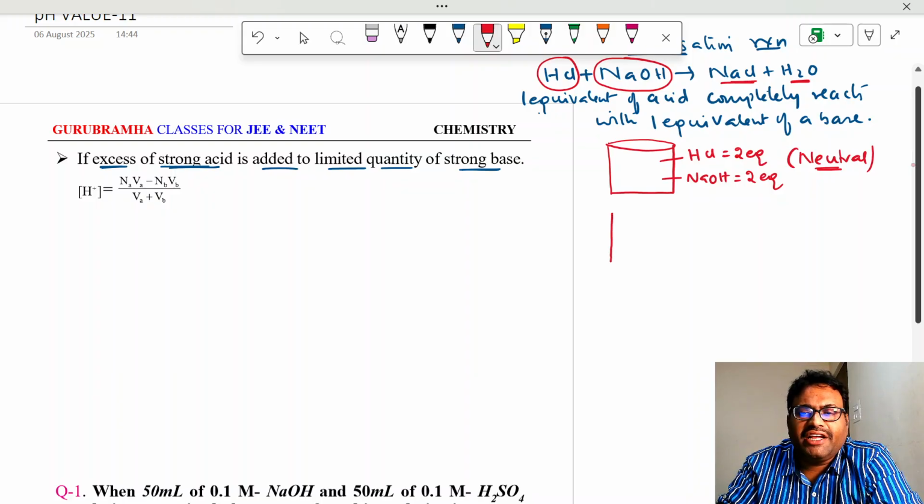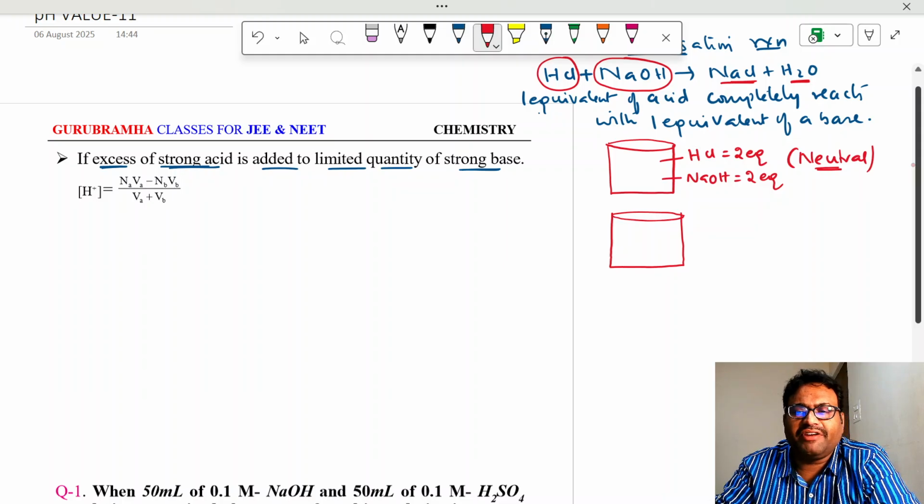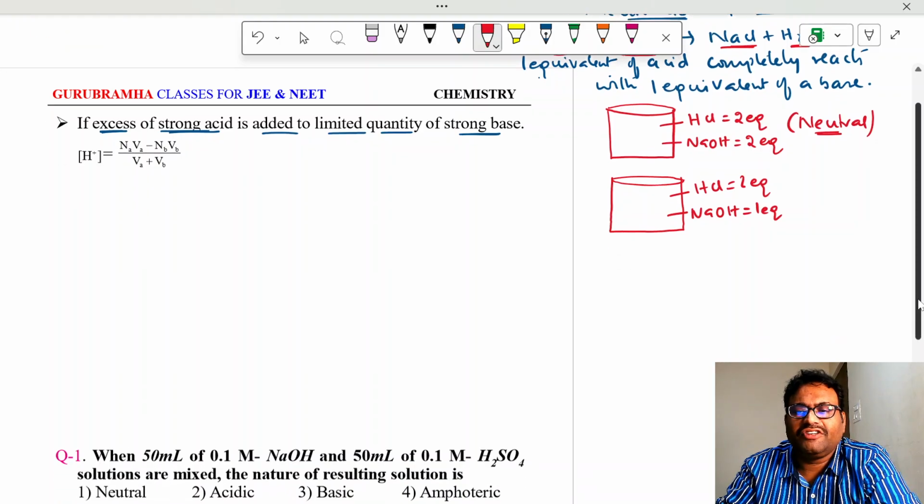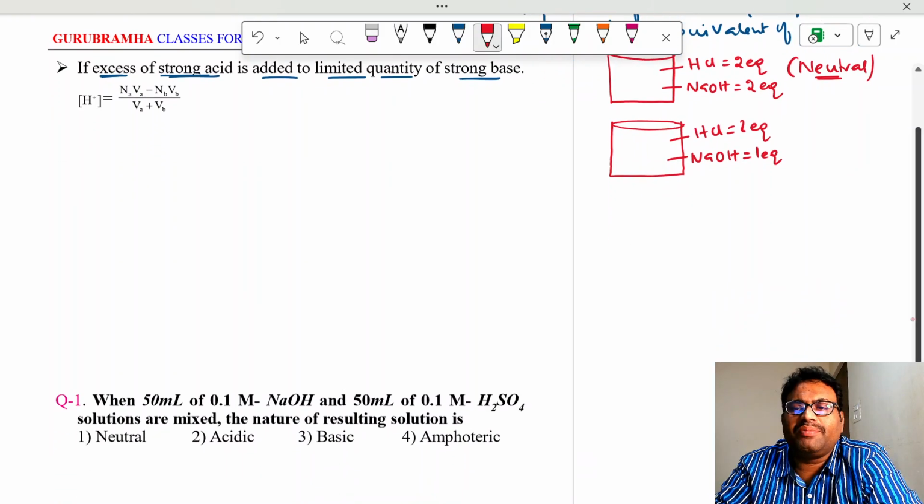Let us see another mixture of acid and base. For example, if I am having HCl, two equivalents, and NaOH, one equivalent. Now, what will be the nature of the solution? It will be acidic.